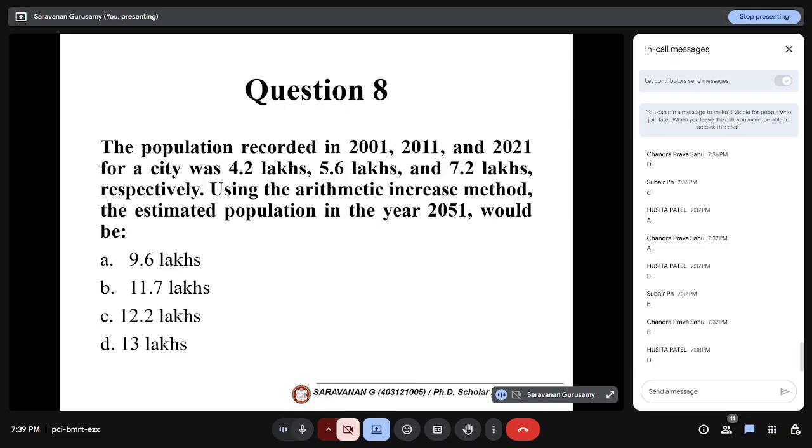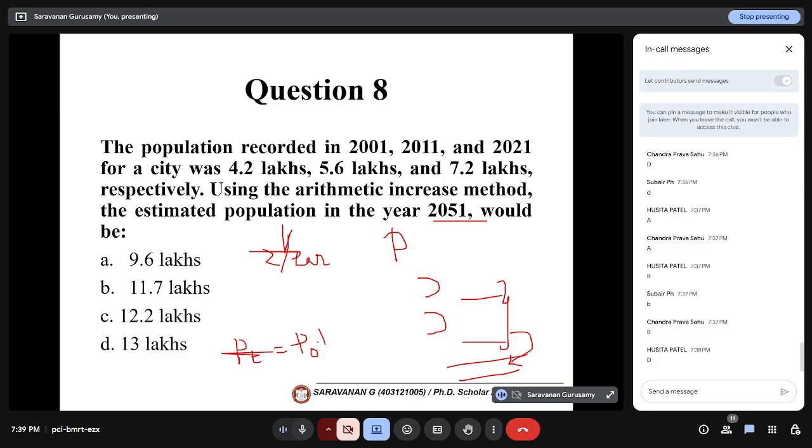The population recorded in 2011 and other years are given. Use the arithmetic increase method and estimate the population. I will not repeat the question, I will just read the concept. You can follow up, I guess. So we have the year and we have the population. For the arithmetic method, we need to get the difference in the population and get the average of this difference. So Pt equals P0 plus the number of decades, 2021, 31, 41, 51, which is 3 decades, times this average. Okay, that will give you the value, right? What is the answer?